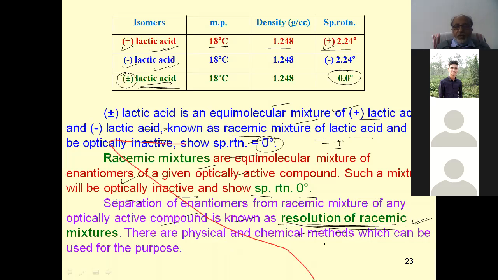There are physical and chemical methods by which we can do this separation. You can read about those methods from books.